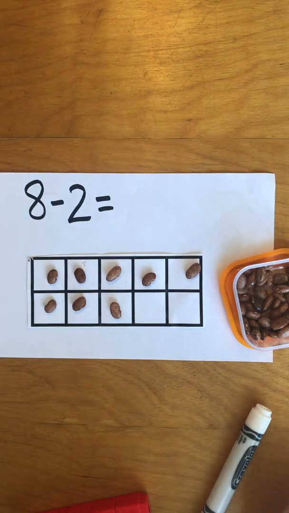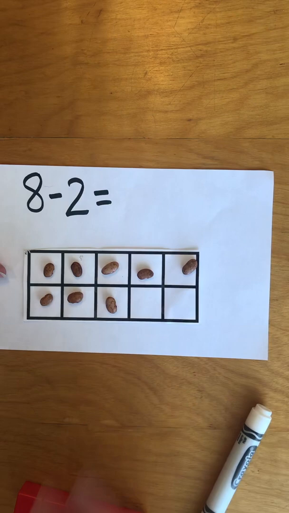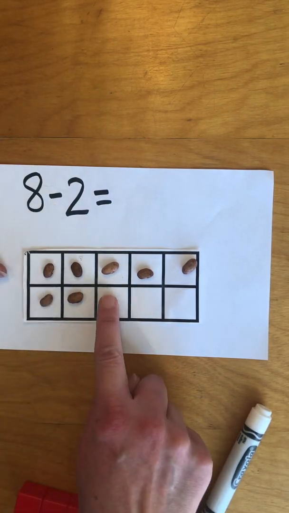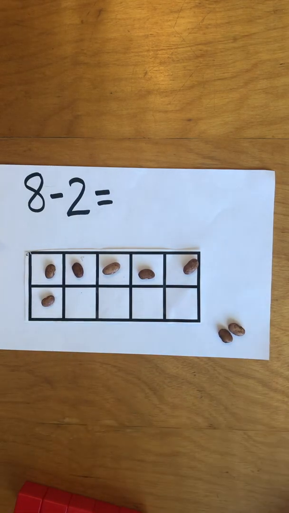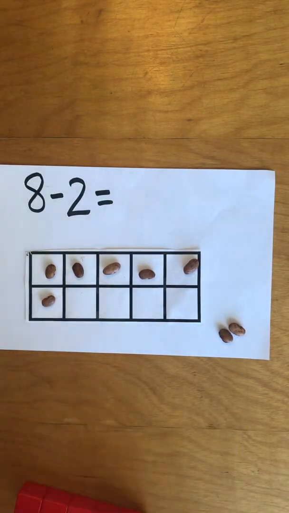Did you get your 8 built? So there's my 8. Now, our next part, take away 2. Just going to slide them over to the side. I took 2 away. I had 8. Then I took away 2. How many is left?